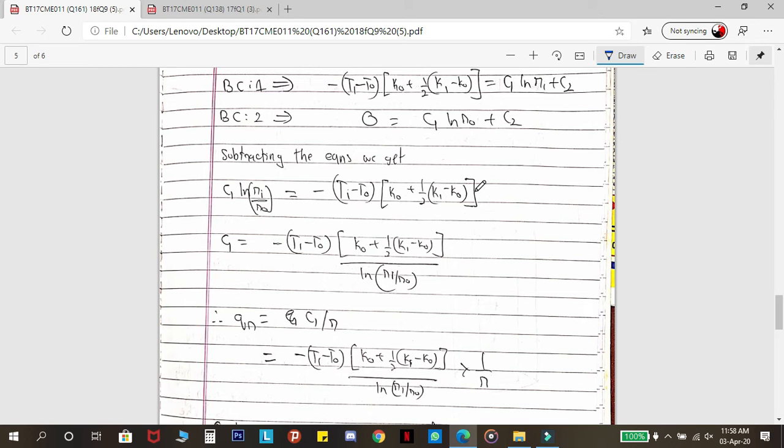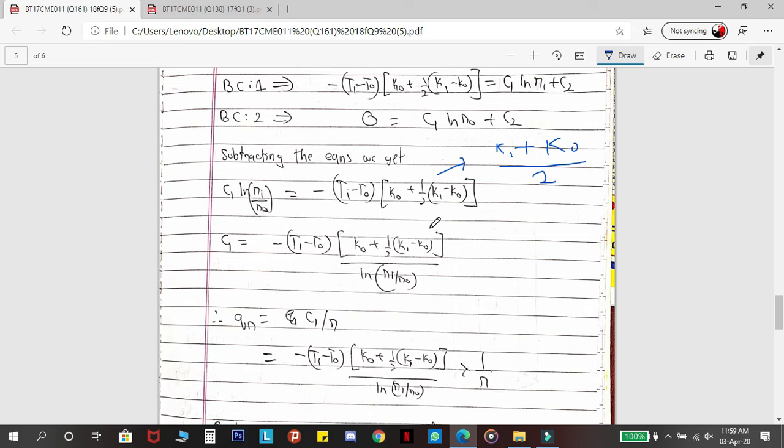Now the interesting thing to note, which I was mentioning earlier, is this k naught plus (k1 minus k naught) by 2. If you simplify this, you get 2 k naught plus k1 minus k naught, which will become k1 plus k naught by 2. This term can be simplified as k1 plus k naught by 2. This is fairly simple.